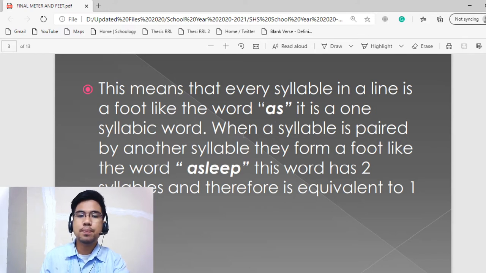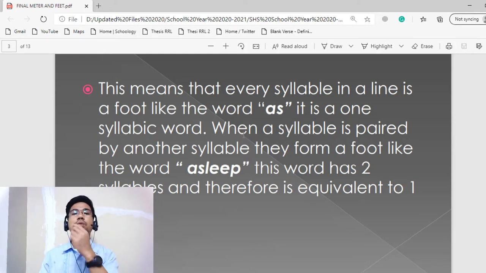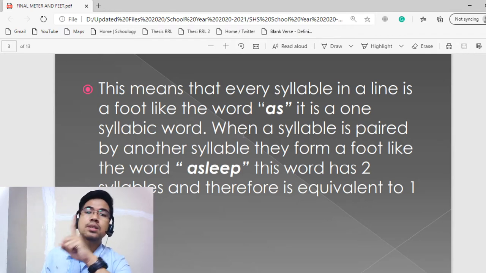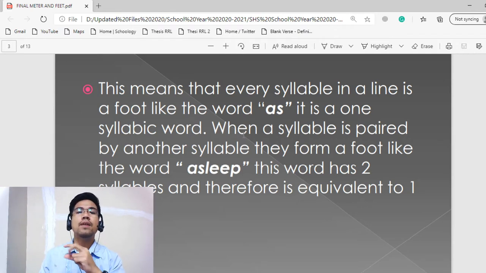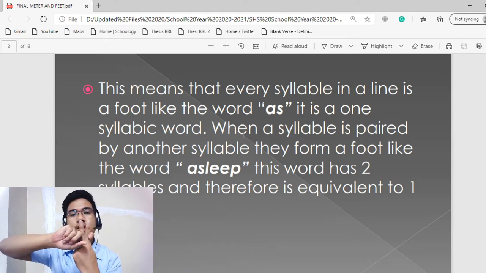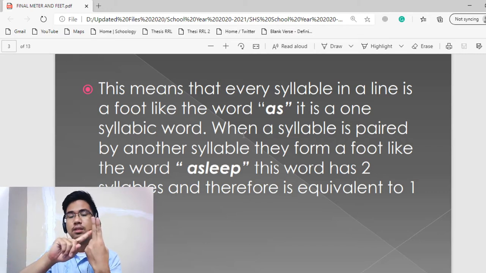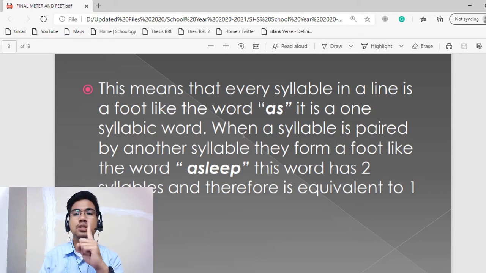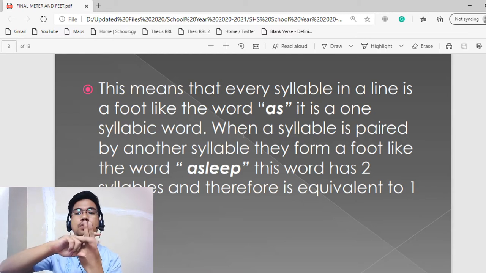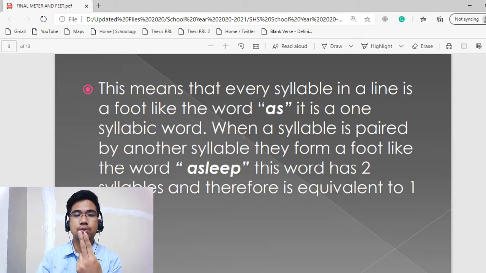When a syllable is paired with another syllable, they form a foot, like the word "asleep." So the word "as" is only a 1-syllable word. If you have the word "asleep," there are already 2 syllables in there. Therefore, they are considered 1 foot. Nasabtan, 1 syllable is foot, but 1 pair or 2 syllables is feet. I hope that is understood.